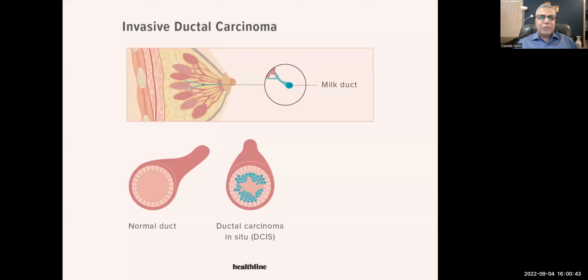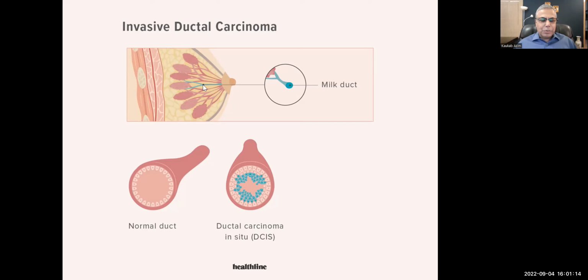So in this slide, I'll show you what I mean by invasive ductal carcinoma. You have already seen that we have invasive stage 1, stage 2B, and all those cancers. Now, how does the cancer start? Initially we discussed that the cancer either arises in the lobules, which are the milk-producing glands in the breast, or they arise in the ducts.